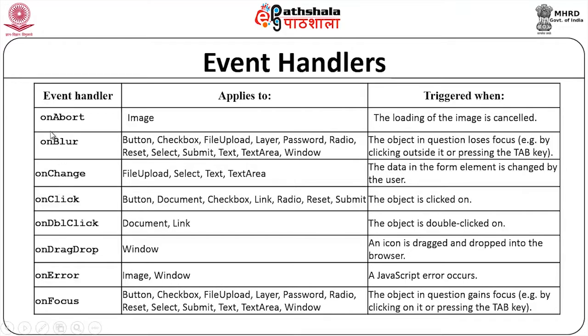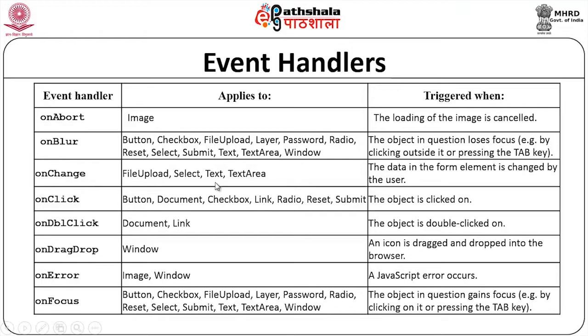There is an event handler called onAbort. This normally applies to an image element, and this event handler is triggered when an image that is loading gets cancelled. And there is an event handler called onBlur. This applies to many HTML elements like button, checkbox, password, radio, and so on. The object in question loses focus. When the object loses focus, the onBlur event occurs. Losing focus means that you remove your key, or you click outside that element, then it loses its focus, and the onBlur event happens.